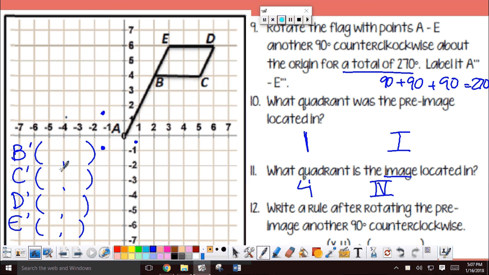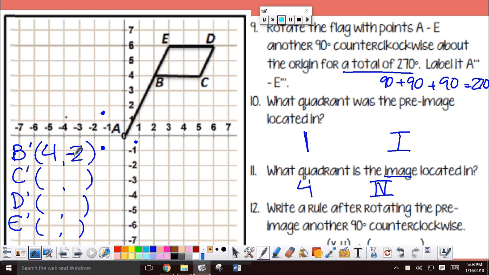Commas and all of them. All right, so now we have what looks like it's going to be our rotation, correct? All right, so it looks like B, when I rotate it 90 degrees counterclockwise, that B prime is going to be located at 4, 2. But what do you notice about quadrant 4? Well, the x values are what? Positive, and the y values are negative. So the y value needs to be -2.